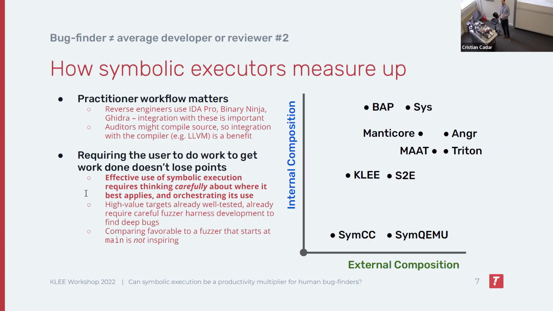The other thing is I don't measure how a symbolic executor performs in terms of code coverage. That does not affect how I've placed these on this scatter plot. If your symbolic executor compares favorably against a fuzzer, it's not particularly inspiring to me. There should be some significant advantage above and beyond a fuzzer for me to want to adopt a symbolic executor. And so that isn't even affecting this.